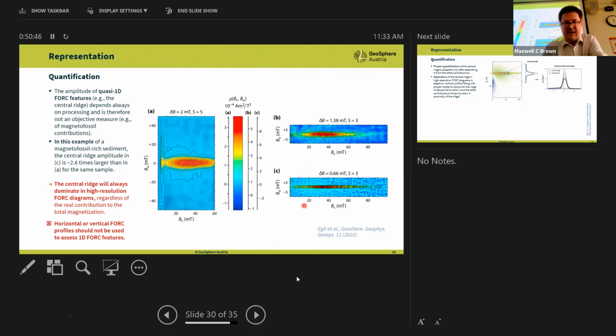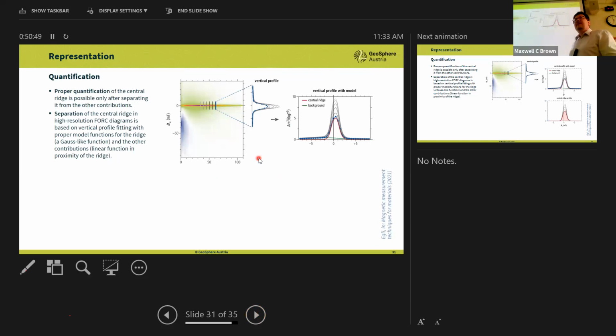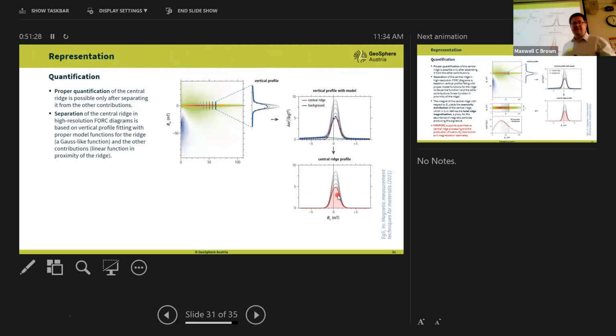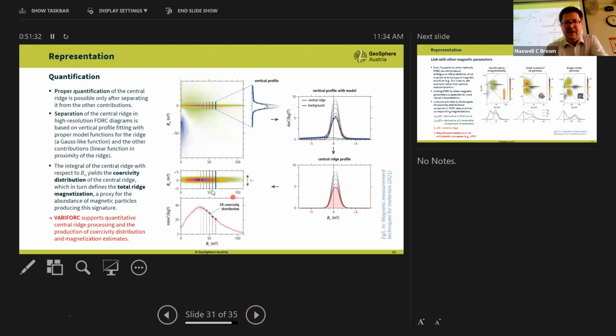So in order to process the central ridge, you need to take it away from the remaining contributions and process it separately. And this is done by just looking at vertical profiles. You take vertical profiles and look at the shape of these profiles, and you will see that you have the ridge itself and you have a background, that's the green line here. If the resolution is large enough, the background is bilinear, so it's linear on the left and linear on the right of your central ridge, and therefore you can subtract it easily. So you get just the central ridge itself without any other contribution, and then you can stack these profiles together again, and you get a representation of the isolated central ridge.